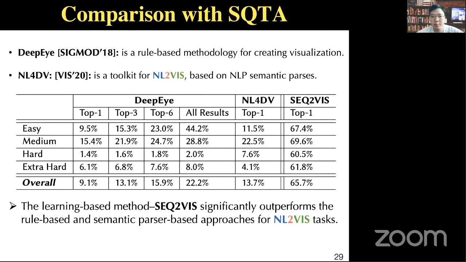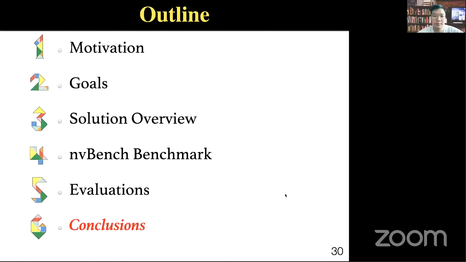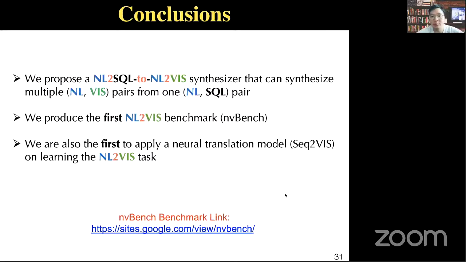The table reports our results. We can see that the learning-based method significantly outperforms the rule-based and semantic parser-based approaches for the NL2VIS task. So, in summary, we propose the first NL2SQL to NL2VIS synthesizer that can synthesize multiple NL and VIS pairs from one NL and SQL pair. And we produce the first NL2VIS benchmark, NVBench. We're also the first to apply a neural translation model to learning the NL2VIS task. And we open source our code and dataset at the link below.